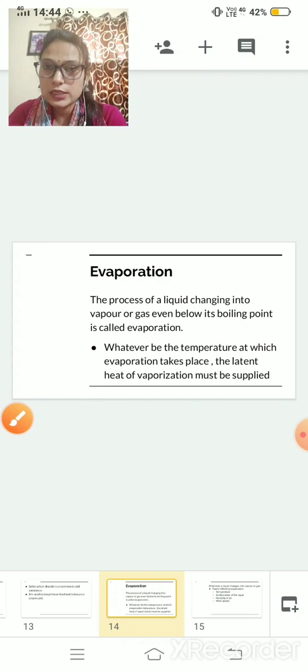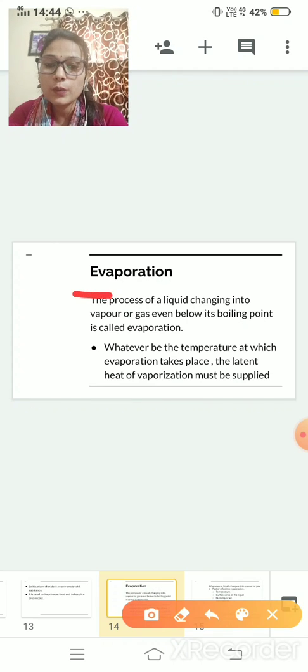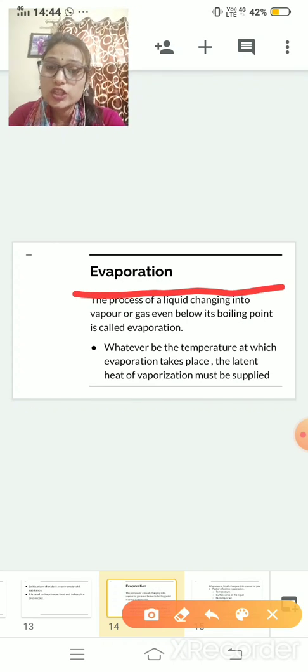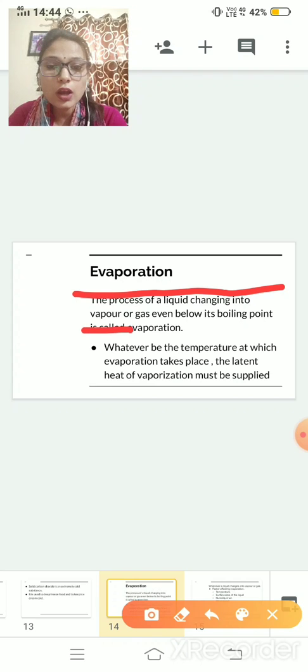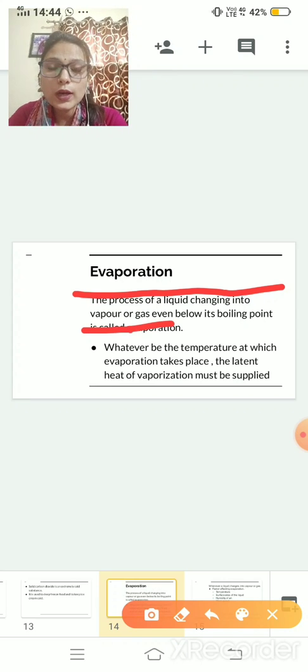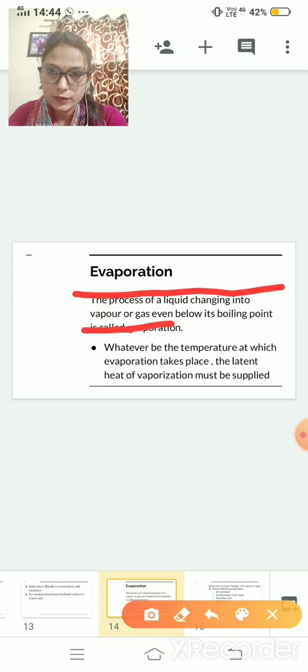So, here is a definition of evaporation: the process of liquid changing into vapor or gas even below its boiling point is called evaporation. When your liquid starts evaporating before it reaches its boiling point, it is known as evaporation.